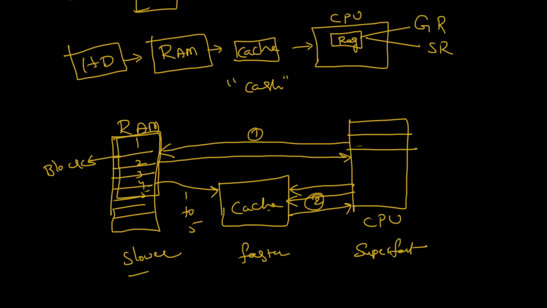So if you see, this is a slower memory, this is a super fast memory. There is a gap between these two. That means there is a speed gap between the two. So we use this cache memory. So in this case, what will cache memory do here? It will prefetch the instructions.